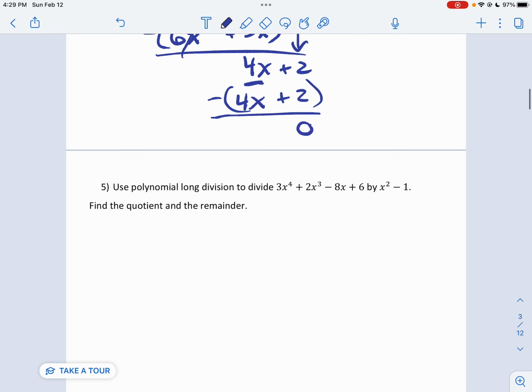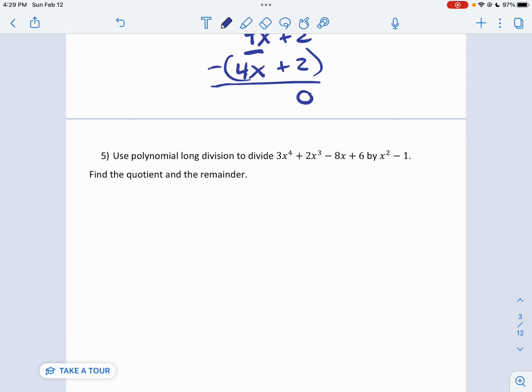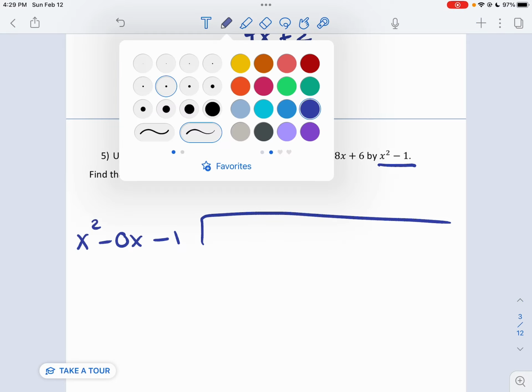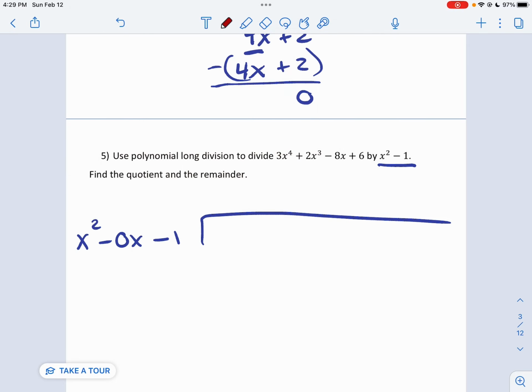All right, so things are going to look a little different in this one. Notice that I'm dividing by x squared minus 1, and that's missing the x term, so I'm going to put a placeholder in there of 0x. And the same thing when I have my polynomial I'm dividing into, it is missing an x squared term. So I'm going to put in a 0 for that.